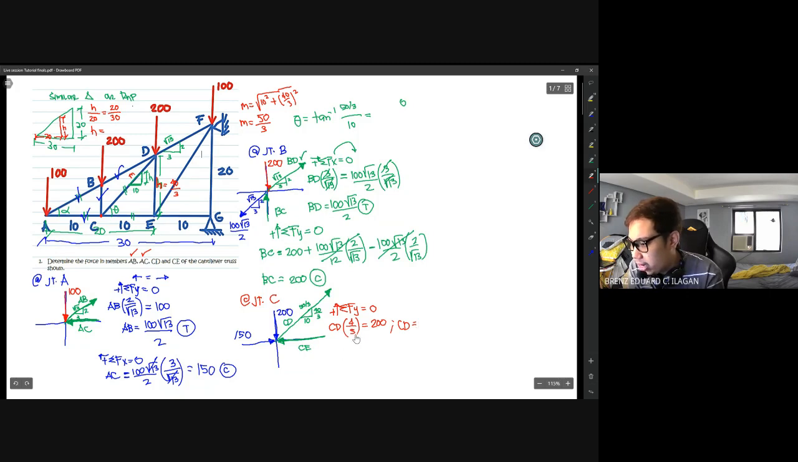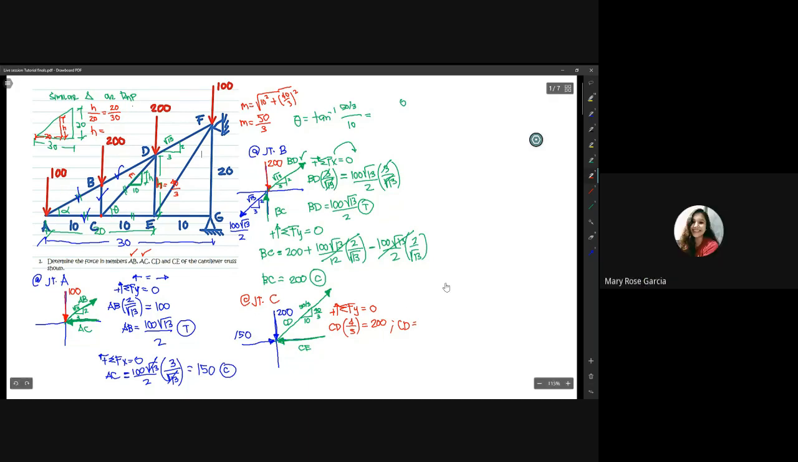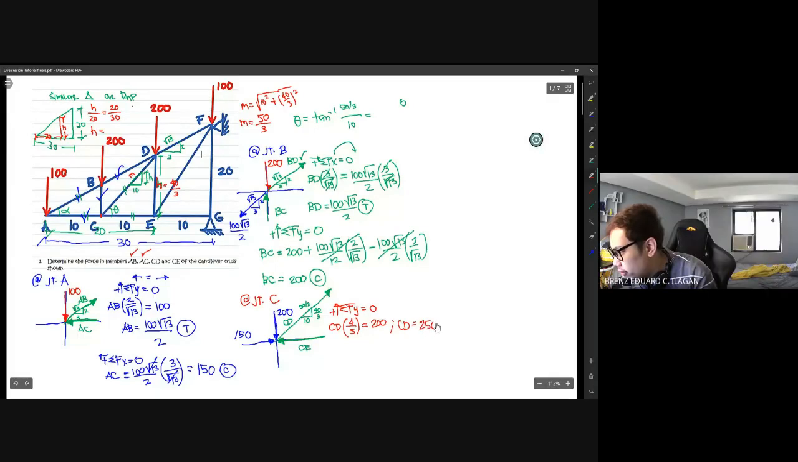So 200 times 5 divided by 4. What is the answer? Ilan po? 250 po. 250. So that is in tension.